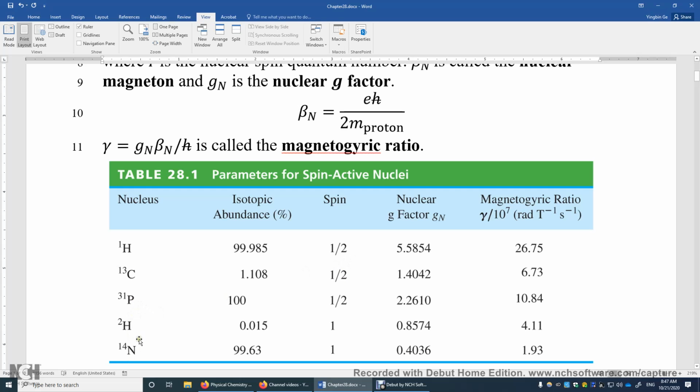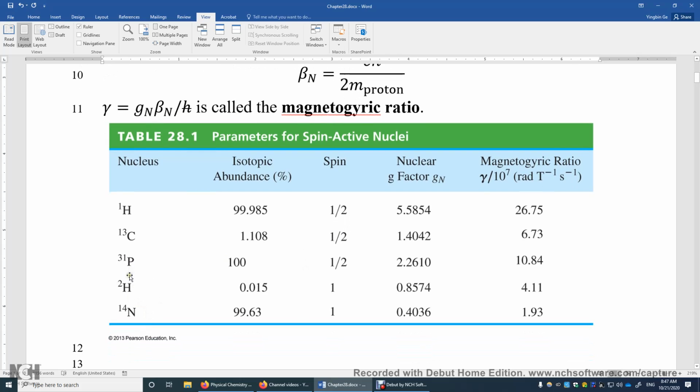There are some other nuclei: phosphorus-31, hydrogen-2, nitrogen-14. They have spin numbers of 1/2, 1, and 1. Those are the corresponding g factors. The larger the g factor, the larger the magnetic moment, and the easier it is to collect the NMR spectrum.